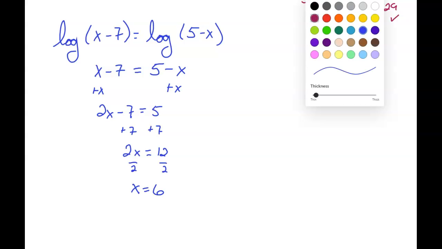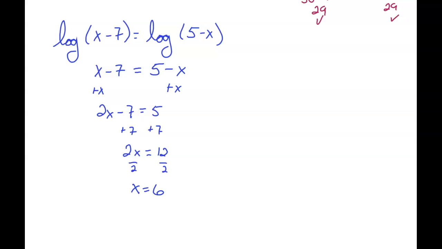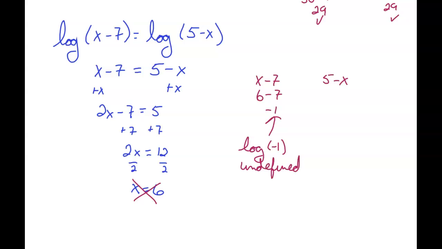Again, now I'm going to check. I have x minus 7 and I have a 5 minus x. Well, if I put in a 6 minus 7, that gives me a negative 1. I cannot take the log of a negative number. This does not work because this is undefined here. So this is a no solution.